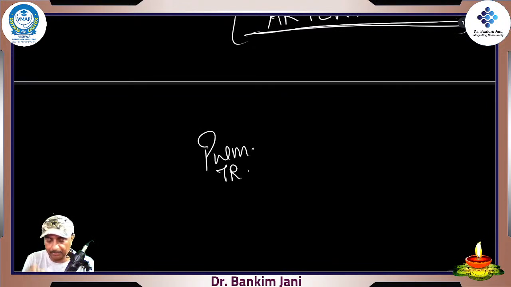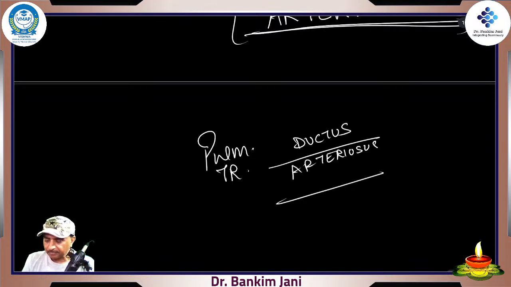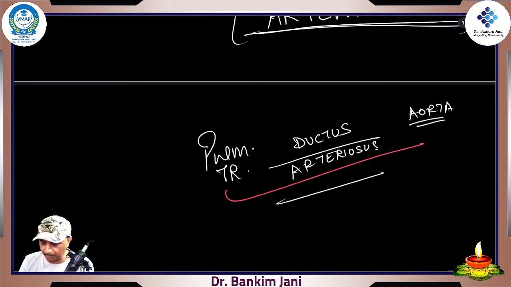Pulmonary trunk is under high pressure, correct? Right atrium to right ventricle to pulmonary trunk, high pressure. There is a duct, that is ductus arteriosus. So no problems. And this aorta is not under high pressure. So blood would gracefully go through the ductus arteriosus into the aorta.